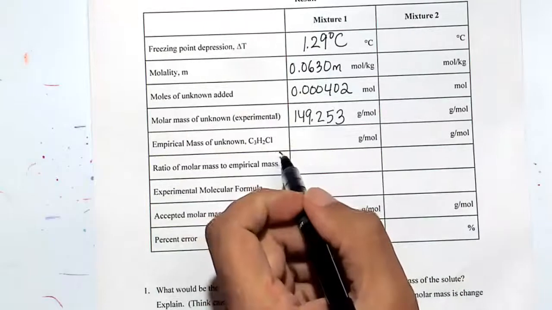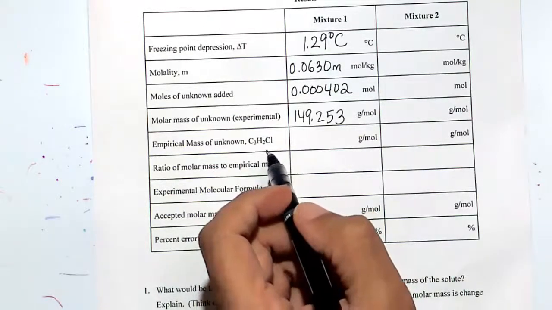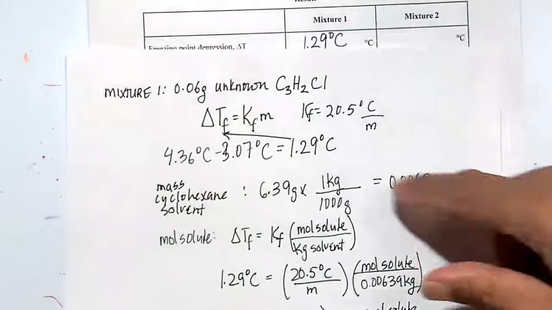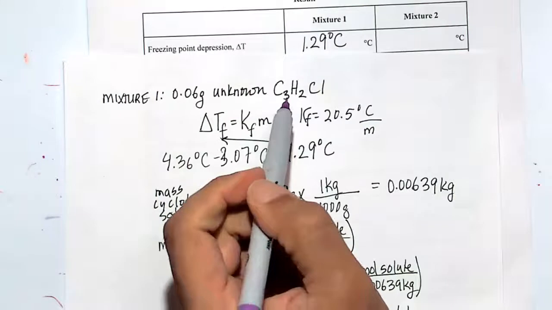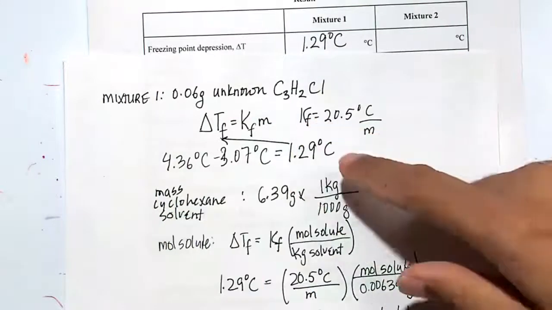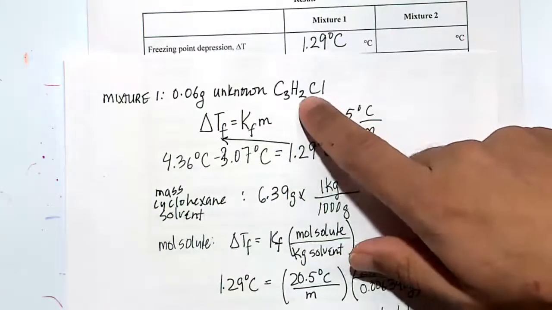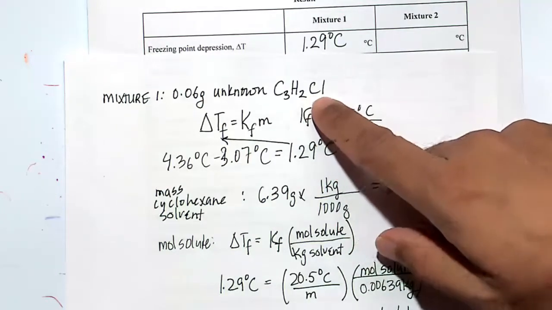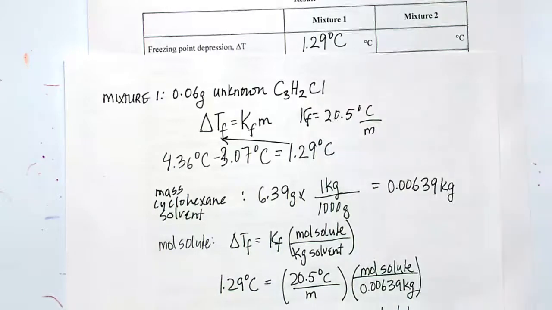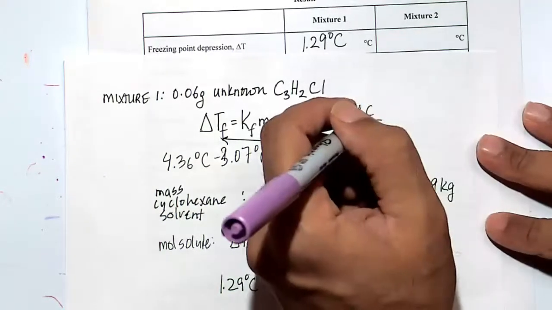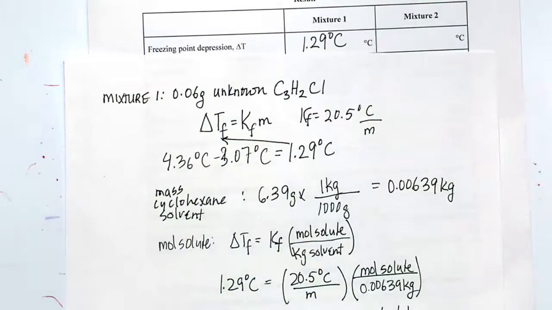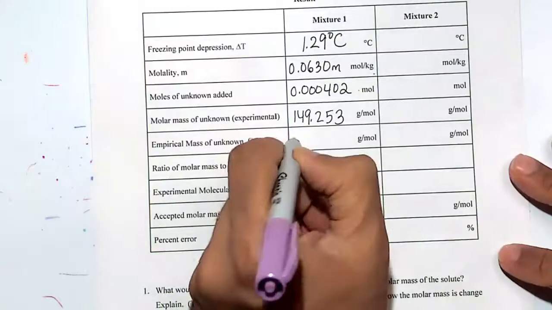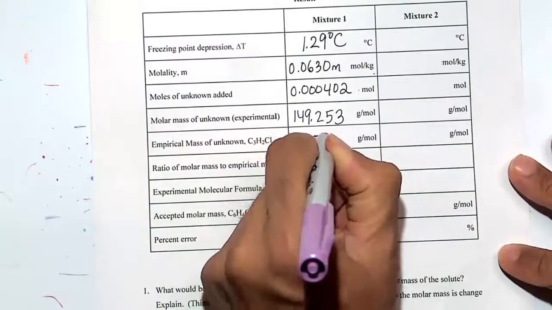The empirical mass of the unknown, they tell us, is C3H2Cl. So let's go ahead and calculate the mass from our periodic table. Here I'm going to use the periodic table values. Carbon is about 12.01, but we have 3 of them, so multiply by 3. Hydrogen is about 1.01, we multiply by 2. Cl in the periodic table is about 35.45. Adding those up, I'm getting a molar mass of about 73.50 grams. Let's add that to our data table, 73.50 grams per mole.